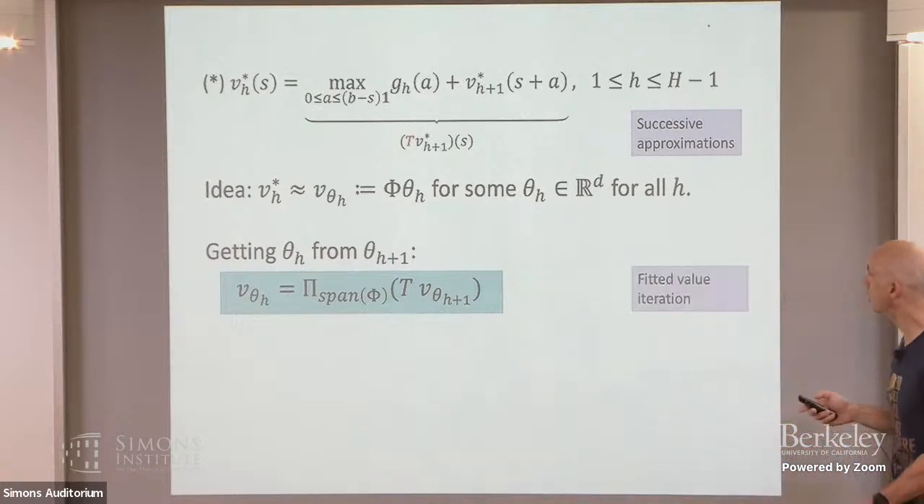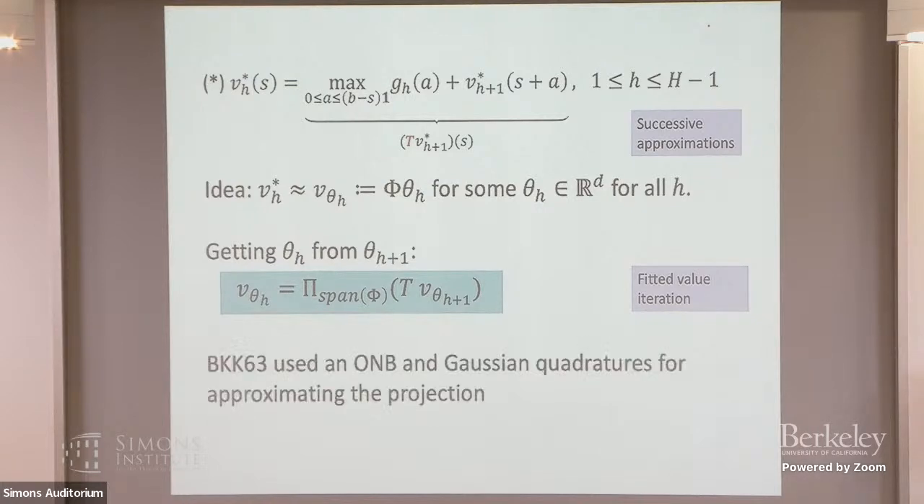And today we would recognize this as an instance of fitted value iteration. So in reinforcement learning, this is what people call fitted value iteration. They use this, I don't know, orthonormal basis and Gaussian quadratures for approximating the projection because they're overqualified for this job. We would just use Monte Carlo.